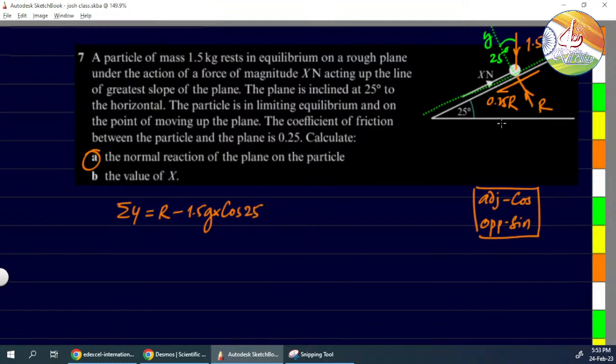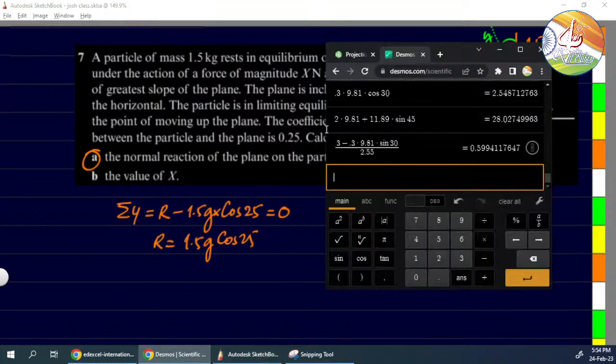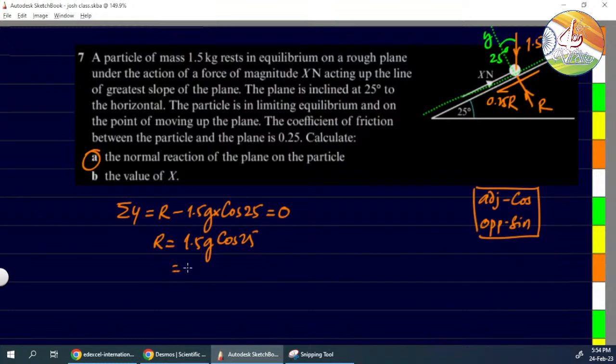Are there any other y components? No. So total 0. So R equals, everything is known, substitute it, find it. So what do we get? 1.5 times 9.81 times cos 25, 13.34, no? So R equals 13.34 newtons, right?